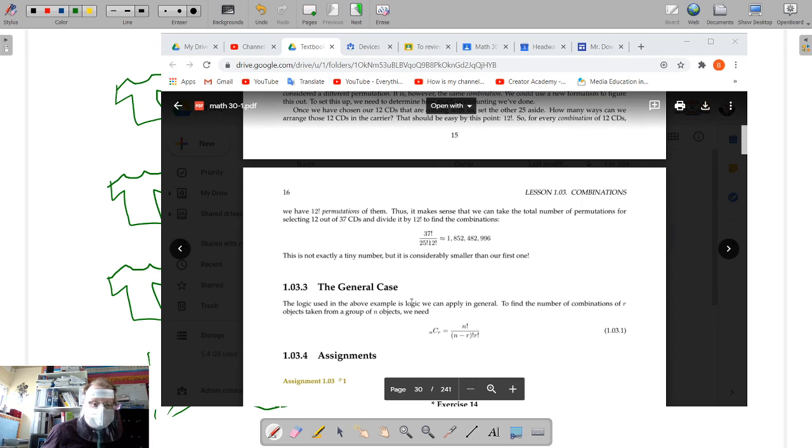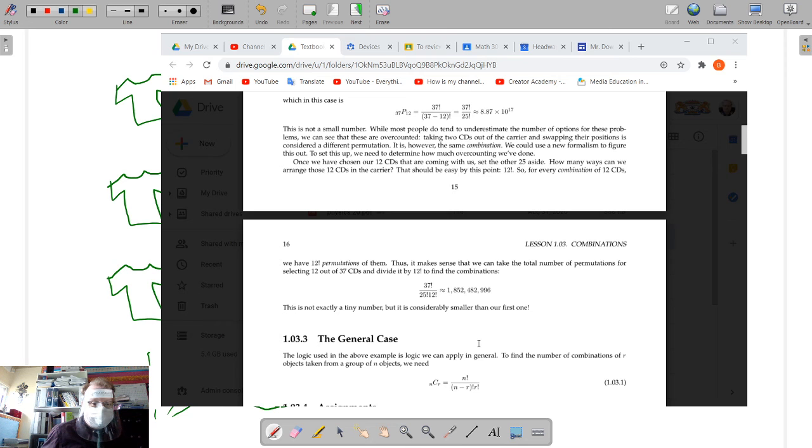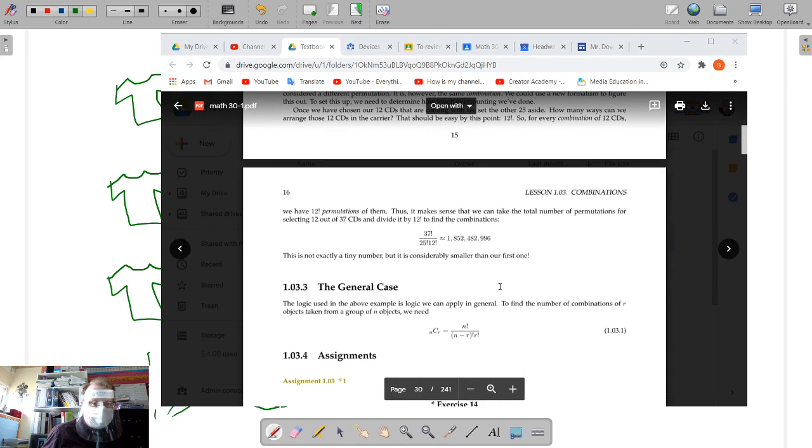So generally speaking, the difference between them is dividing by that extra r factorial. And that is really the fundamental difference between them. That's right. If you can handle the permutations, you can generally also handle the combinations.